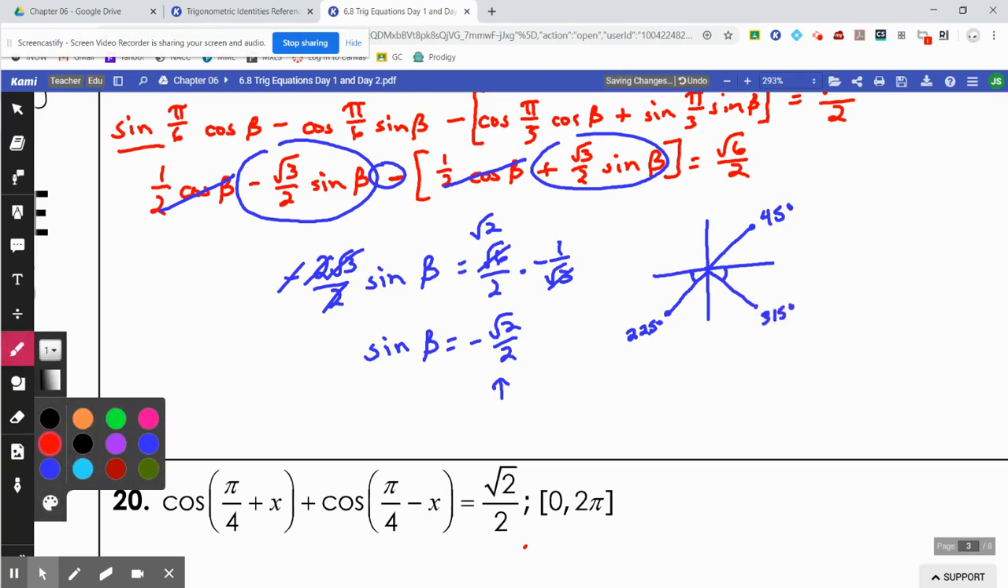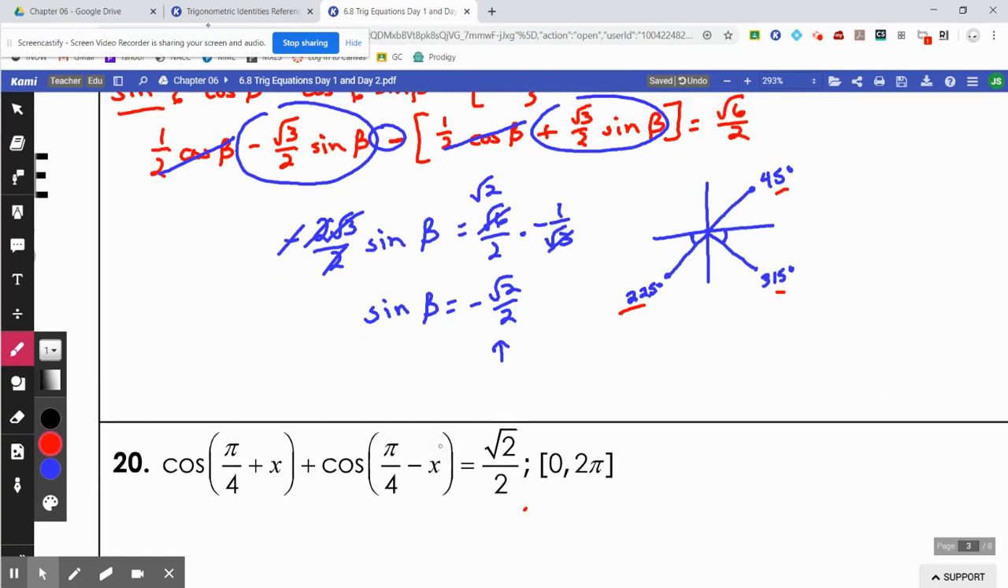So those two values here and here should be multiples of that 45. So my two answers are going to be multiples of pi over 4. 225 is going to be 5 pi over 4s. 315 is 7 pi over 4s. So there's your other two answers.